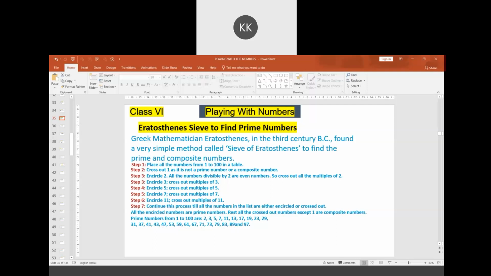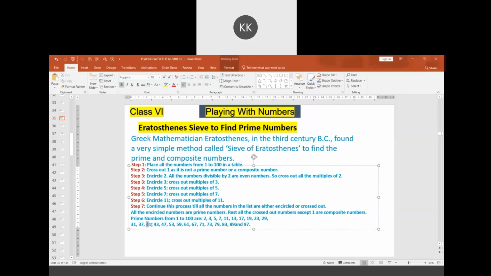In this you can observe which of them have a difference of 2. If you take the combination of 41, 43, the difference is 2. If you take the combination of 59, 61, the difference is 2. 71, 73, the difference is 2.